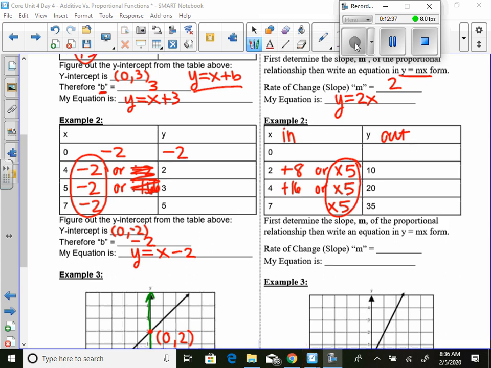Now, this table leaves us a blank. So we need to go back and decide, if 0 goes in and I still use my same rule, multiply by 5, what's going to come out? I know that 0 times 5 is 0. So my point is going to be 0, 0. My slope for this graph, if we're trying to write our equation, is going to be 5 because every single time I was multiplying by 5. So my equation, I just get to plug it in for m, y equals 5x.